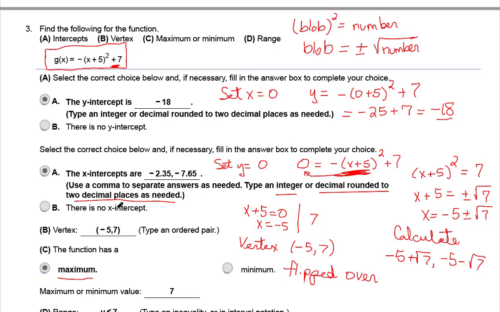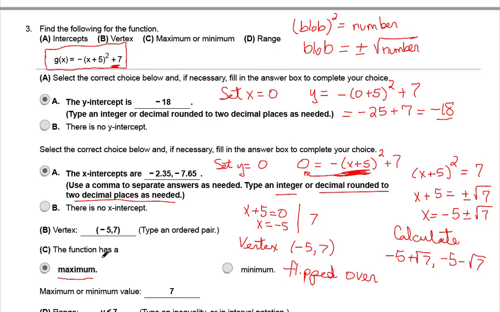All right, where is the vertex? Let's see. Well, we got shifted up by 7. Okay, that's why the second number is 7. What about this part? This part is a shift left or right. Let's see, x plus 5 is 0, x is minus 5. Okay, so we got that.